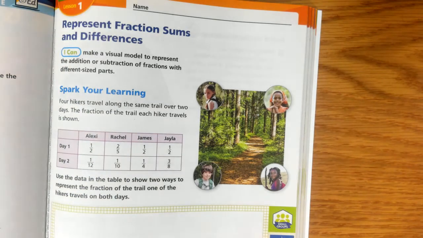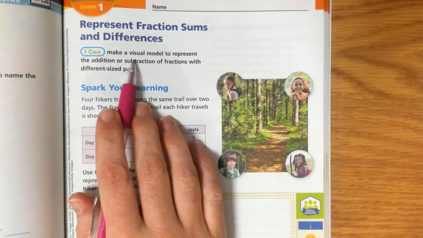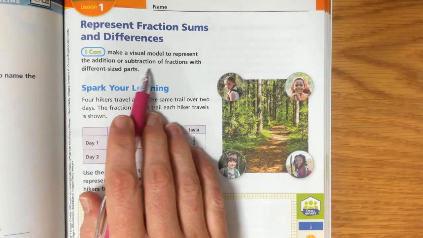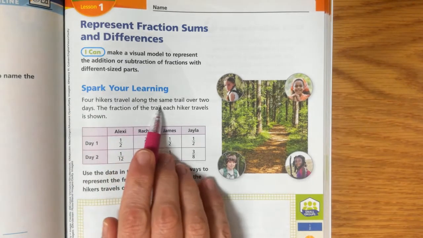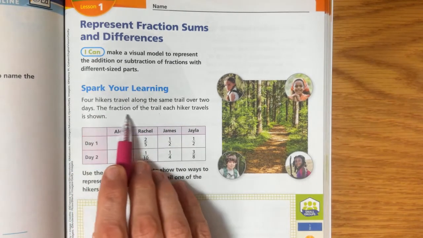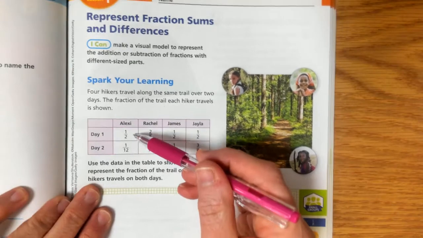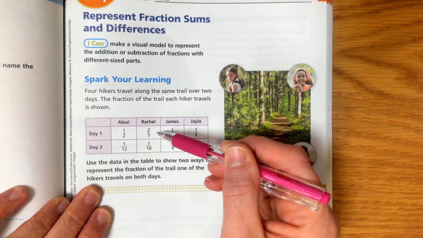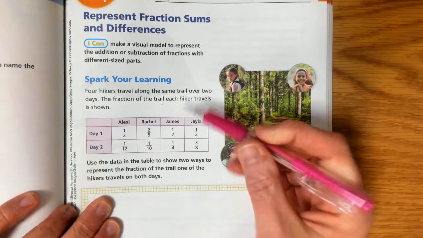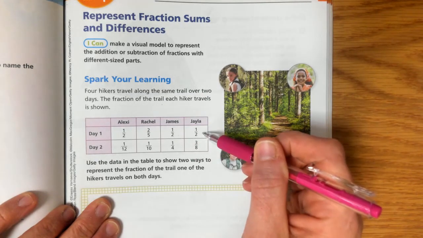So we're going to start with representing fractions, sums, and differences. When you're done, you'll be able to make a visual model to represent the addition or subtraction of fractions with different sized parts. So 4 hikers travel along the same trail over 2 days. The fraction of the trail each hiker travels is shown. Alexi on day 1 travels 1/2 the trail, and on day 2 travels 1/12 of the trail. Rachel day 1, 2/5. Day 2, 1/10. James day 1, 1/2. Day 2, 1/4. Jayla day 1, 1/2.